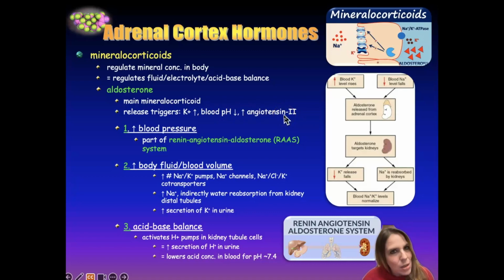Now, we'll be talking a lot more about angiotensin II later on when we, for example, study the urinary system. But for now, know that aldosterone is part of something called the renin-angiotensin-aldosterone system, or RAS. So we'll be talking a lot more about RAS later on. But for now, just understand that it is critical to the maintenance of blood pressure homeostasis in the body. And so because aldosterone is part of that RAS system, it's going to also play a role in blood pressure.